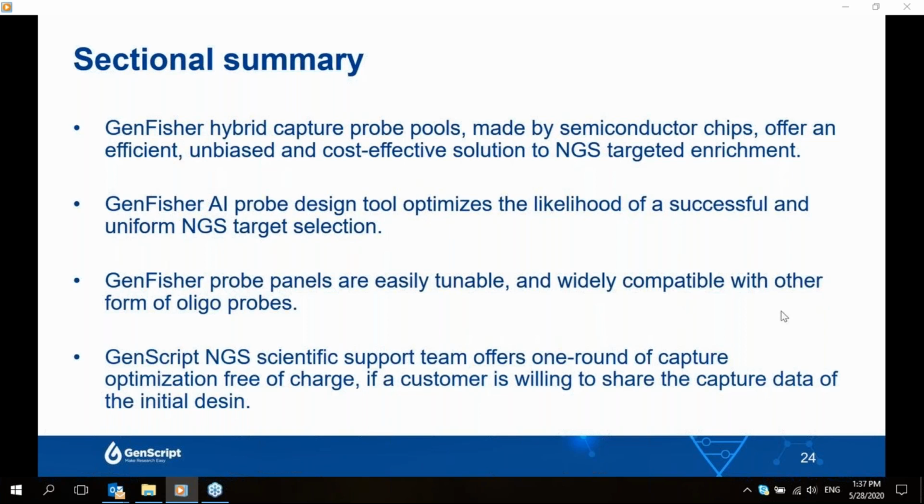And as I mentioned, GenScript's NGS scientific support team offers one round of capture optimization free of charge if a customer is willing to do that with us and is willing to share the capture data of the initial design with us for us to further optimize the design for them.